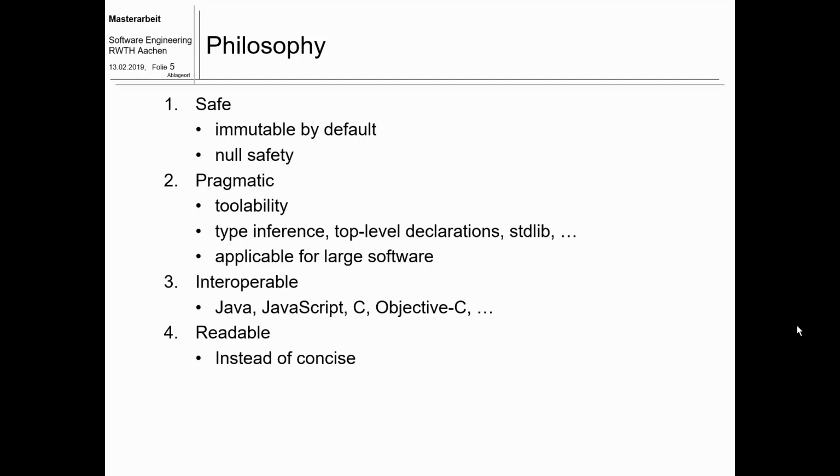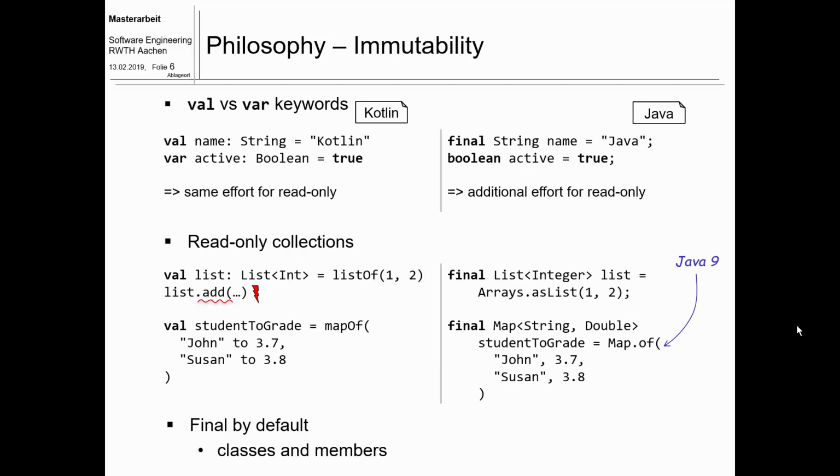And we're going to see some ways in which Kotlin achieves this. So let's now go through each of these points step by step and look at some example language features that actually enable or support these points. So first of all, let's take a look at immutability.